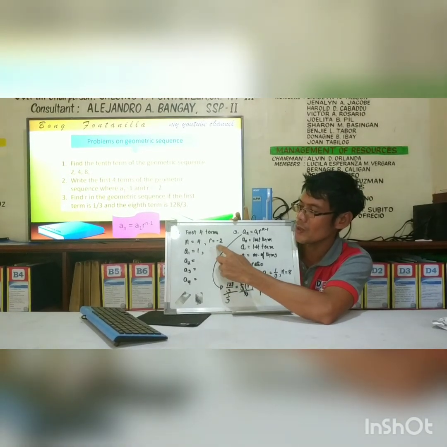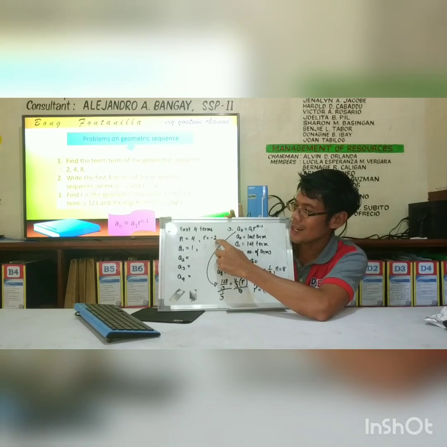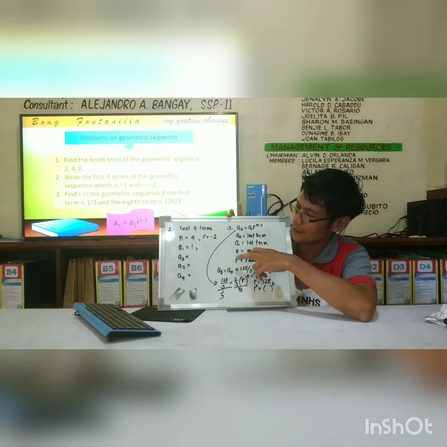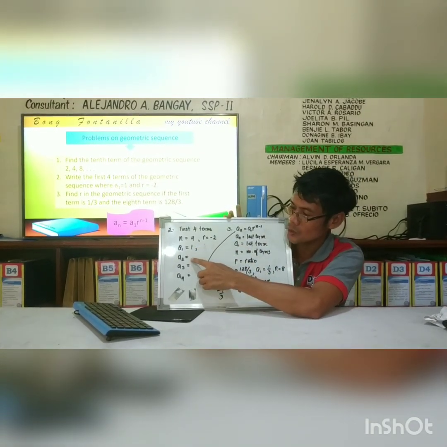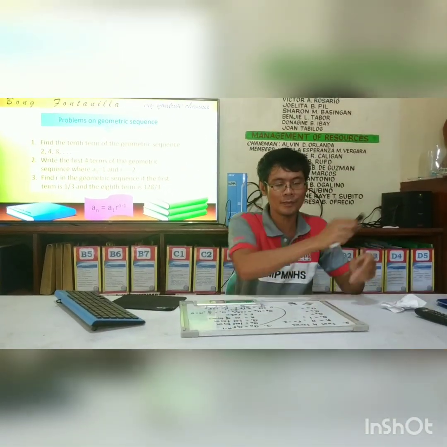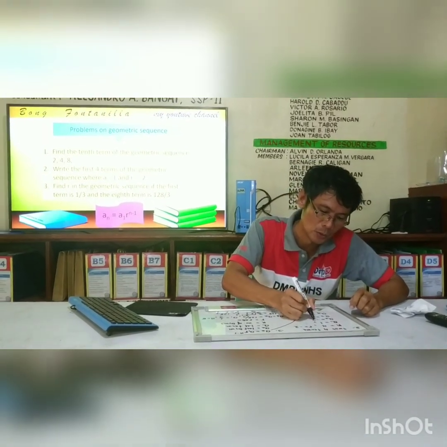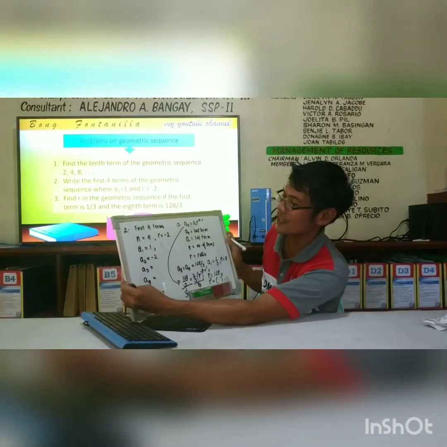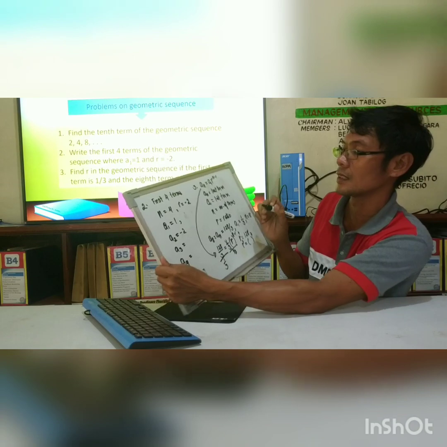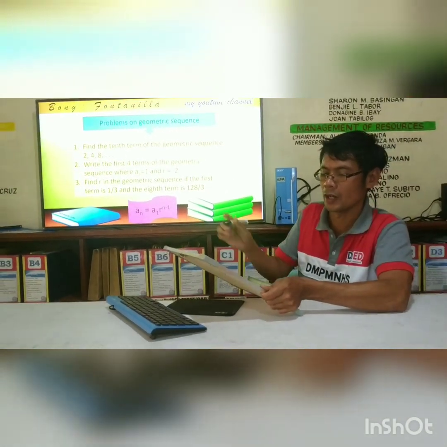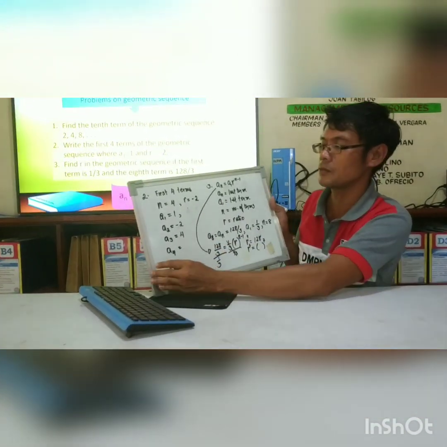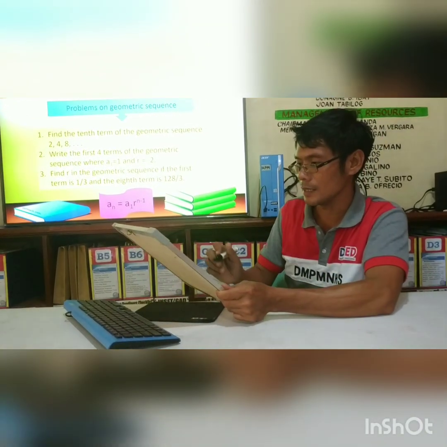How to get them? We will simply multiply your common ratio to the preceding term to get the next term. Okay. So, negative 2 times 1, therefore our a sub 2 is negative 2. Then, negative 2 times negative 2, that would be our a sub 3 or third term. We will be getting 4. Then 4 times negative 2, that is our a sub 4. We will be getting negative 8.